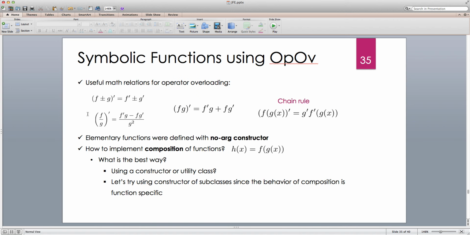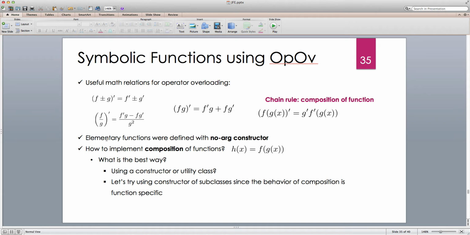Now a few useful mathematical rules, especially if we want to implement a differential, is that the derivative of f plus or minus g is f prime plus minus g prime. The derivative of multiplication is f prime g plus f g prime. The derivative of division is f prime g minus f g prime over g squared. And there is also the important chain rule, which deals with the composition of functions. And this is the topic that we are going to discuss in this lecture.